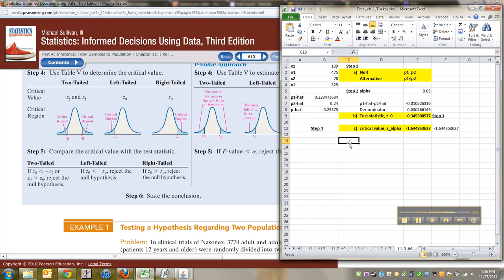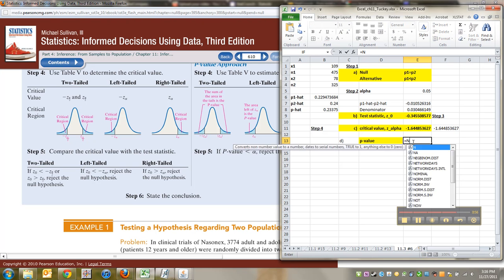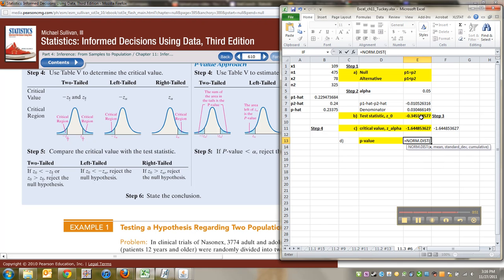Now, part D, they want a p-value. Okay, so to find the p-value, we're going to have to find equals NORM.DIST of that test statistic, right there, negative 0.345, comma, the mean is 0, standard deviation 1, true. Now, it works out nicely for us that it's left-tailed, because since it's left-tailed, that actually works out to be exactly the p-value. If it was right-tailed, then I would have to do the opposite of it and make it negative 0.345. But since it already is negative 0.345, that's my p-value.